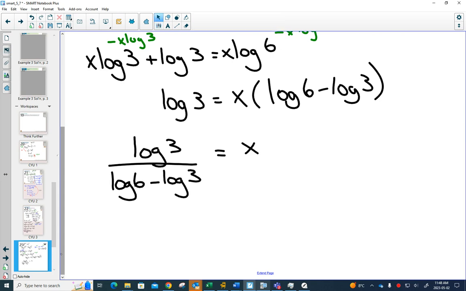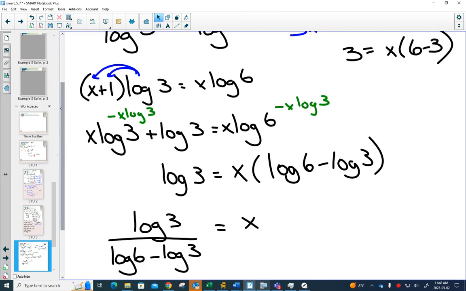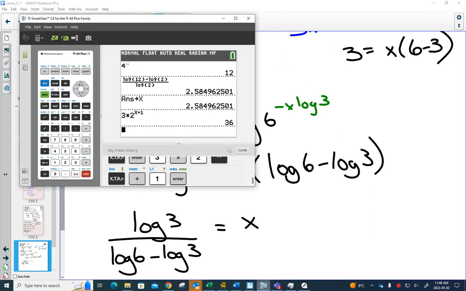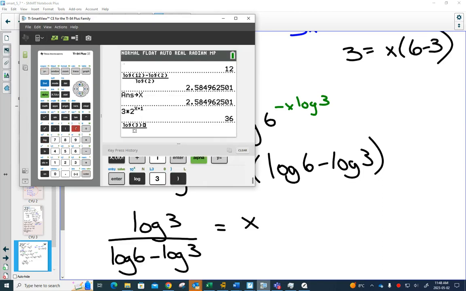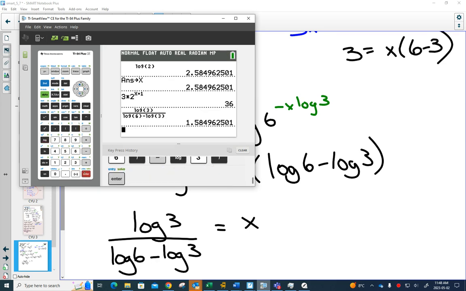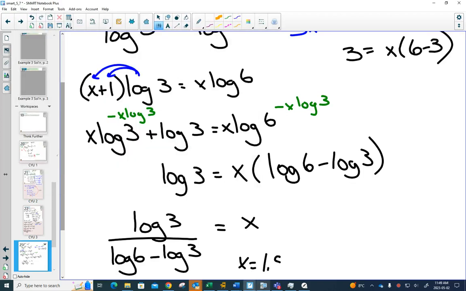And of course, it would sure be nice if this worked. So I'm going to take out my calculator. I'm going to type in log of 3 divided by log of 6 minus log of 3. 1.585, 3 decimal places.